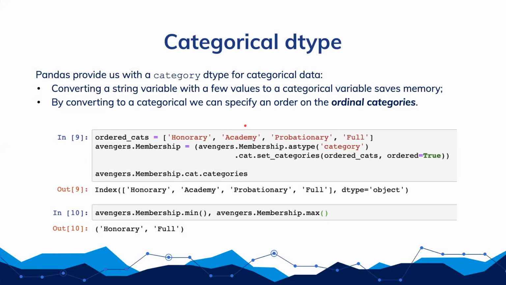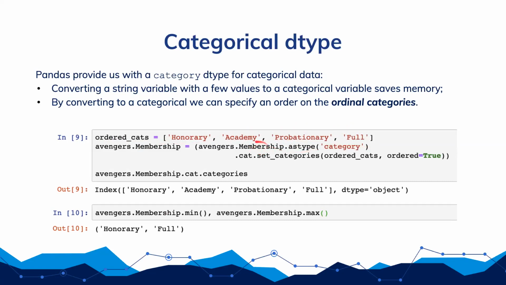But we can think of others where you may want to attach a natural order. Let's suppose the membership field that we had before, and let's suppose that's the order that we want to give to the type of membership you have. So honorary first, like the lowest category, then academy, then publishery, and then full. So how do you do that? One easy way is to just write a list with the order you want to assign to this categorical field.